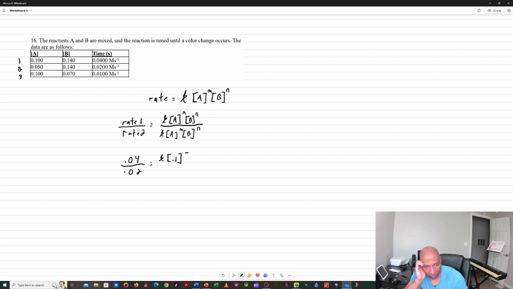If you don't want to use brackets right here and you want to use parentheses, that's fine too. For B is 0.140. Okay, and I'm going to put m right here, and I'm going to put n right there. So for 2, I'm going to put K. Experiment 2, my A concentration was 0.050 initially, and my B concentration was 0.140, because we purposely chose 2 experiments where my B concentration is the same. Now I'm sure you see why we did that, because we get to cancel out the 0.14.